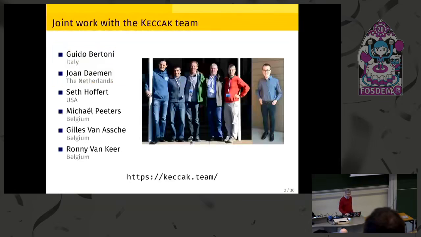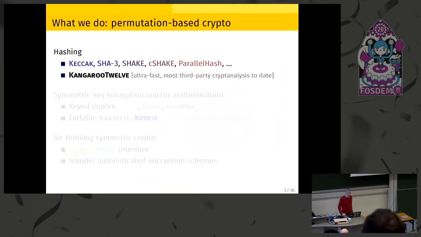So when I say we, in this presentation, everything I'm going to say is joint work with the rest of the Keccak team, namely Guido Bertoni, Joan Daemen, Michaël Peeters, and Ronny Van Keer. So just a bit of background on what we do. We are interested in permutation-based crypto.